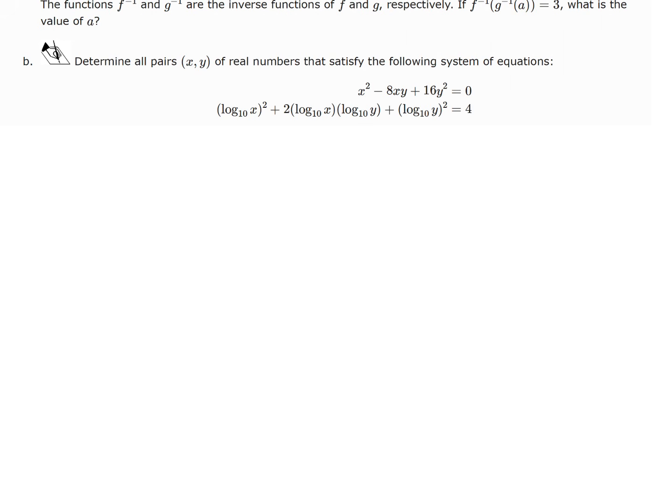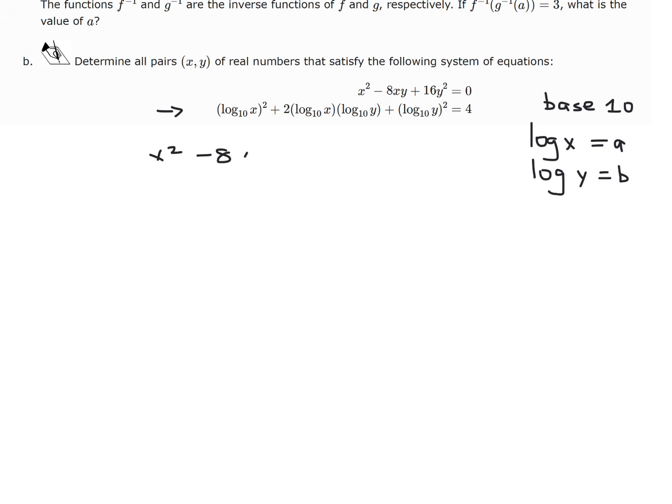Determine all pairs x, y of real numbers that satisfy the following system of equations. Before I attack this, I'm going to make some substitutions just to make it a little bit cleaner. I'm going to let log of x equal a, and log of y equal b, and these are both base 10. But as you know, when they're base 10, you don't have to write the base. They did actually, but I'm not going to, since that's just a given.